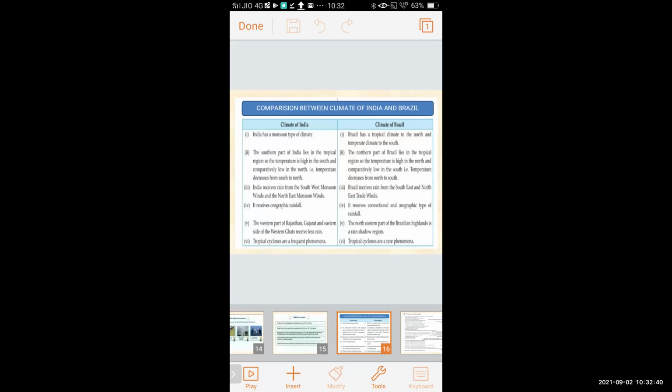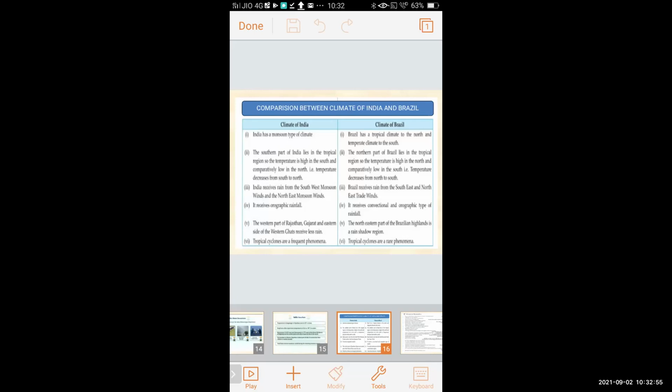India receives orographic type of rainfall, and Brazil receives convectional and orographic type of rainfall. Both. It receives convectional also and orographic type of rainfall. Also in India, it is only orographic type of rainfall.